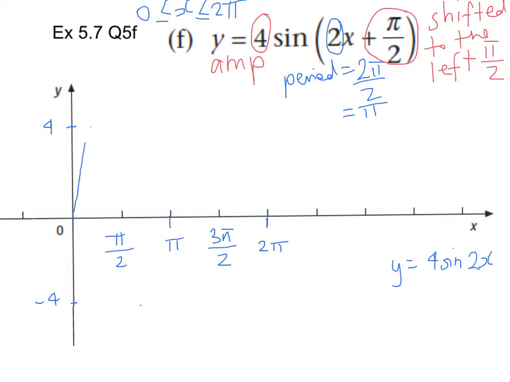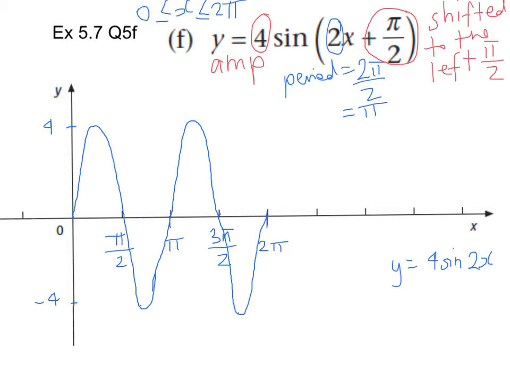But because we have to draw it between 0 and 2 pi, we have to keep going. So one more period. Oh, this is terrible. Drawing that bit again. Not the best graph. Y equals 4 sine 2x.